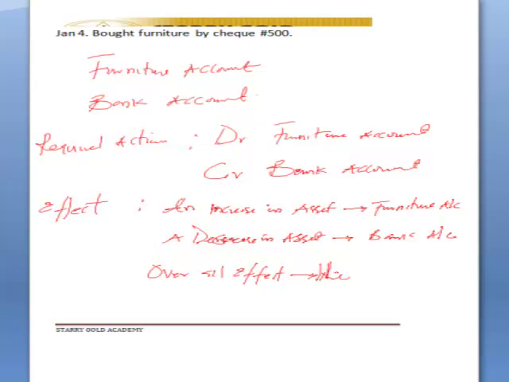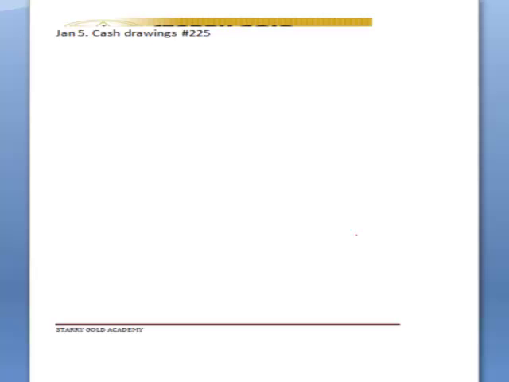In overall, there is no effect. Do you know why? The transactions involved are in both classes. So there is no increase. The overall effect is that there is no effect on the financial statement, because the two items involved, furniture account and bank account, are in the same class of elements. Okay.